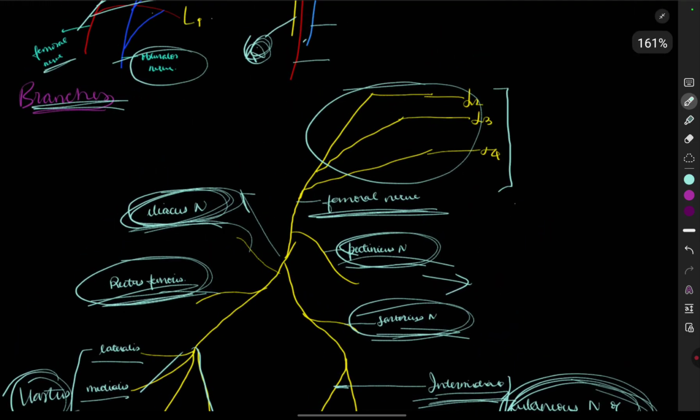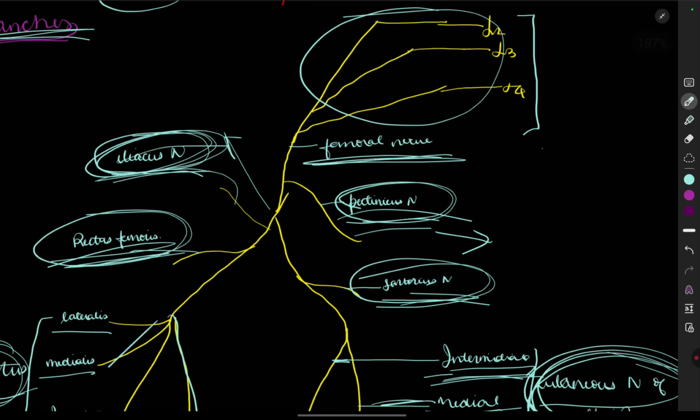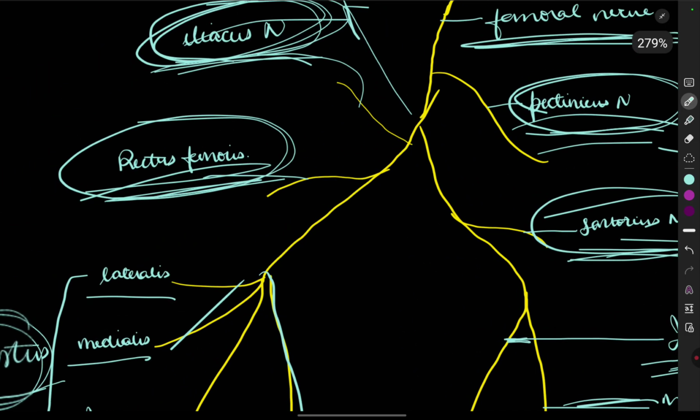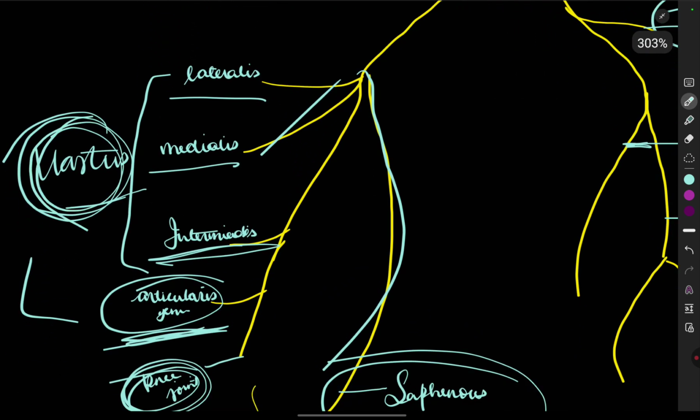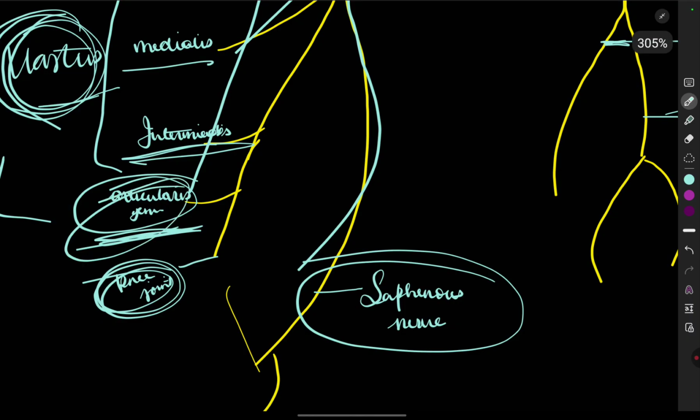So see, first it gives the pectineus and iliacus, then it gives to the medial sartorius and the lateral rectus femoris and all the three vastus muscles, then the articularis genus and the knee joint.